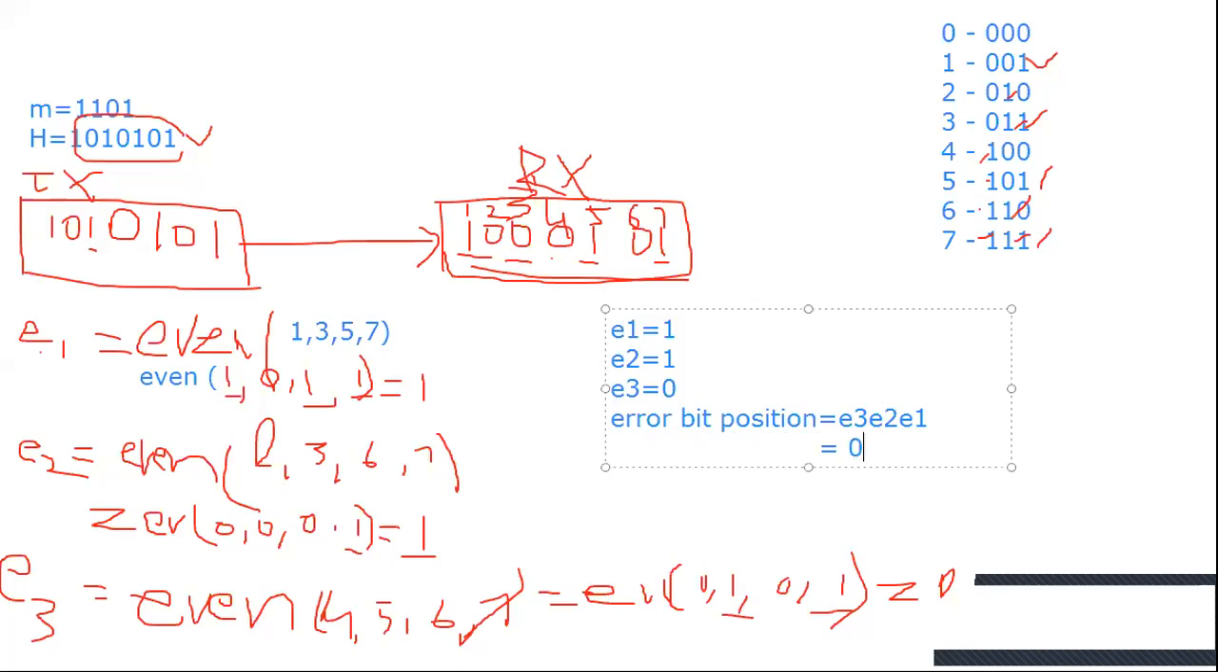E3 value is 0, E2 is 1, E1 is 1, so 0, 1, 1. What is the equivalent value for 0, 1, 1? 0, 1, 1 means 3. That means at the third bit, we are getting the error. Do you understand? At the third bit, we are getting the error. This is important here. This is final. Third bit. See here. Are you getting the third bit as the error here?